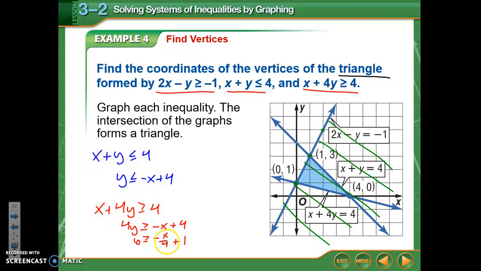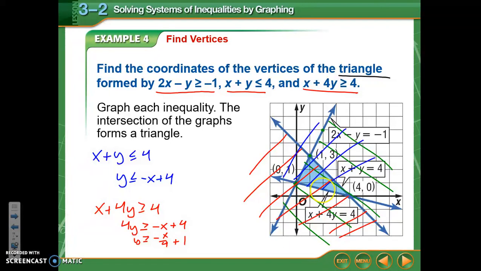Okay, and here I've solved both of those inequalities for slope-intercept form, so you can take a look at that. Here's the x plus y equals 4 boundary line, so since that's less than, I would be shading below that line here. And then last but not least, here is my third boundary line. x plus 4y equals 4, that's the boundary line, and since it's greater than or equal to that, we end up shading above the line.